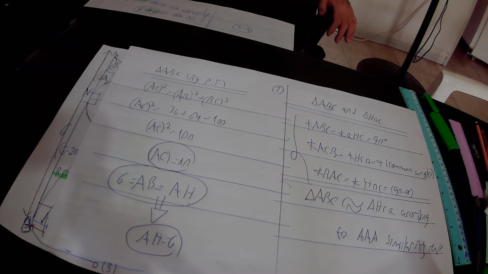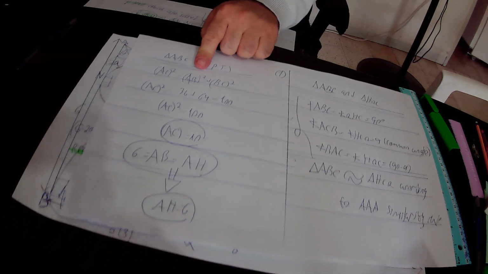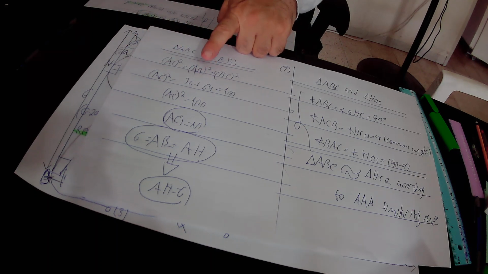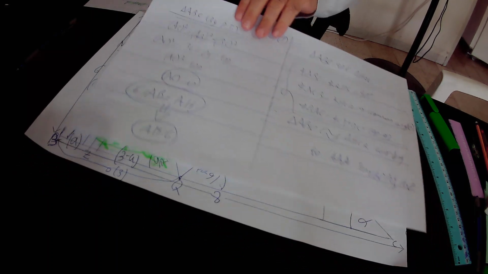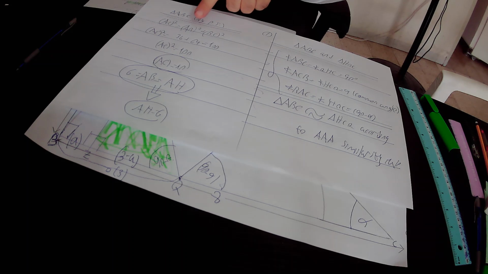The hypotenuse AC is the missing side, so we leave it as it is. AC square equals AB square. AB is 6, therefore AB square is 6 squared, that is 36. Plus BC square. BC is 8, therefore BC square is 8 squared, that is 64. So in total, AC square equals 36 plus 64, that is 100. AC square equals 100.